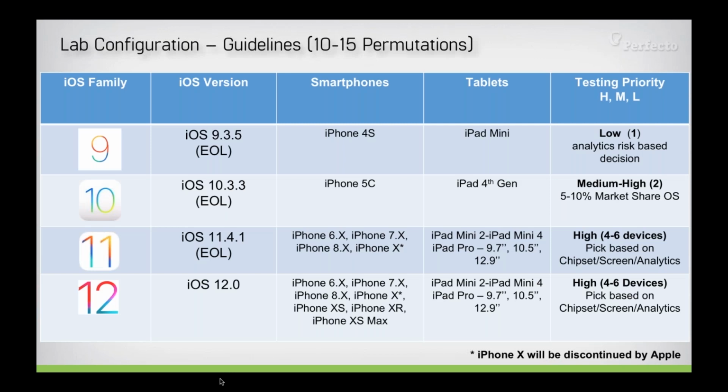So let's move on to the lab configuration. The day after iOS 12 was released, the current market from Apple is divided into four categories, four iOS families. Unfortunately, and that's my recommendation, iOS 9 is still kind of relevant, and if you have access to analytics, you can validate it and make a risk-based decision. iPhone 4S and the iPad mini are still popular in many regions, many countries, and these are locked on iOS 9.3.5. Same goes for iOS 10.3.3, which is also end of life, but at least the iPhone 5C is popular, and iOS 10, by the way, is a bit lower than 10% of the market as of today, so you cannot really neglect at least doing a smoke test on these devices.